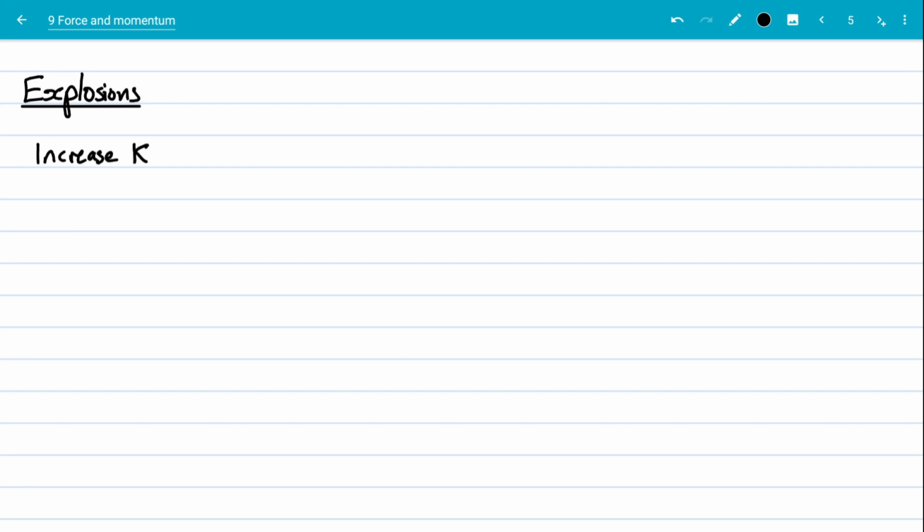energy in the kinetic energy store. So they increase kinetic energy. You can do that by moving energy from the chemical energy store into the kinetic energy store, in the case of a chemical explosion. Or you could do it with springs, which can cause things to explode away.